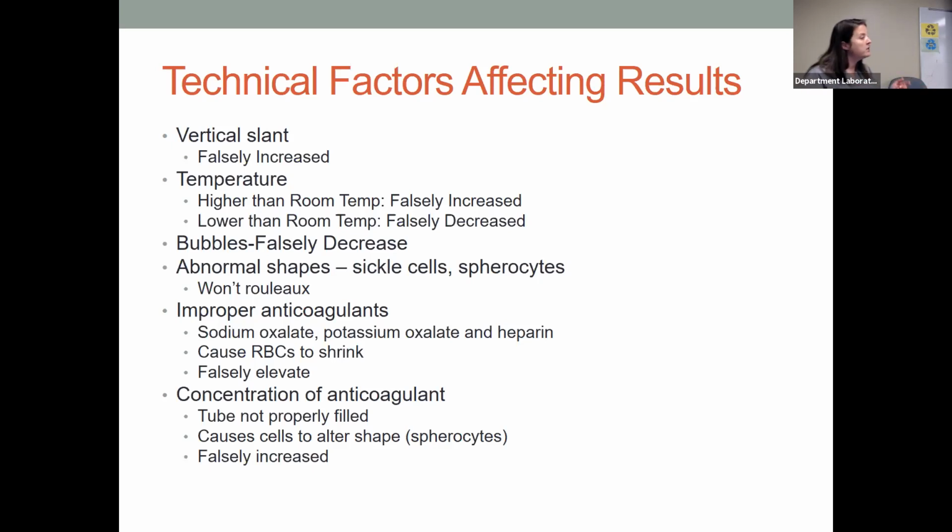And remember, I already mentioned this, anytime there's abnormal shapes, that will affect how well those cells can rouleau. Spherocytes and sickle cells will not rouleau. And so then you're going to have a decreased ESR.